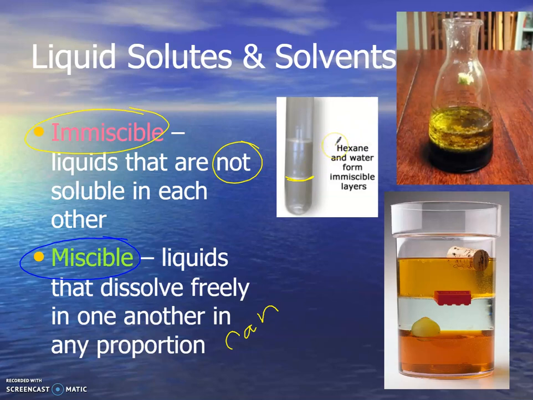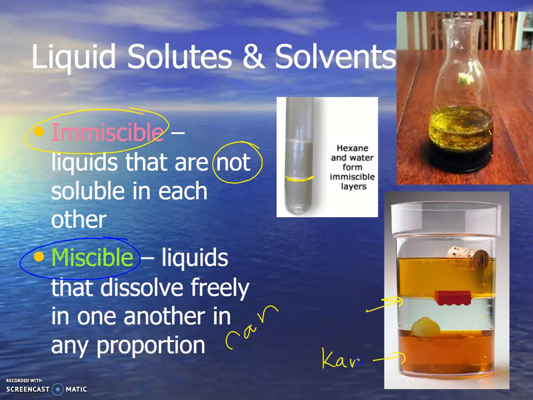polar and a non-metal compound, so it forms layers. We see our oil and our water over here forming layers, and we see that we have a really nice density column here. Yes, you can try this at home.